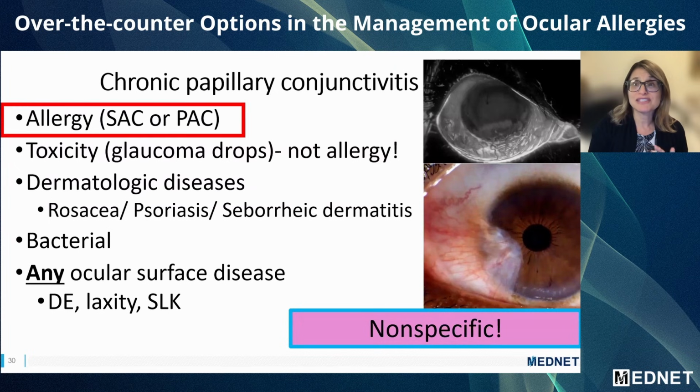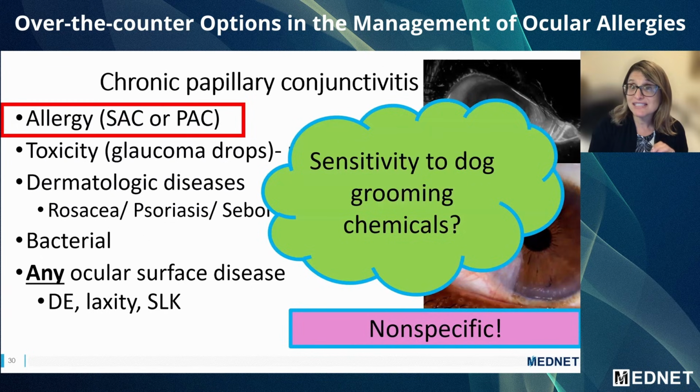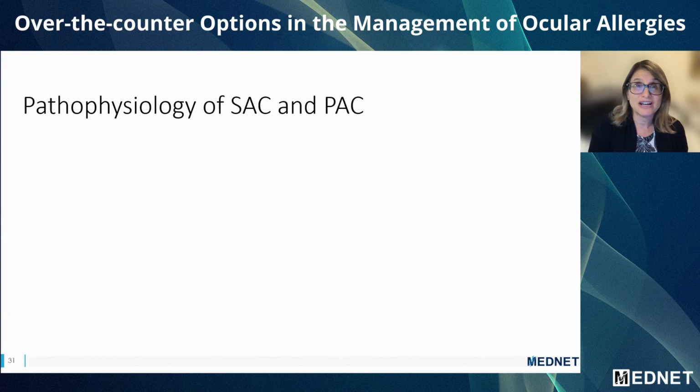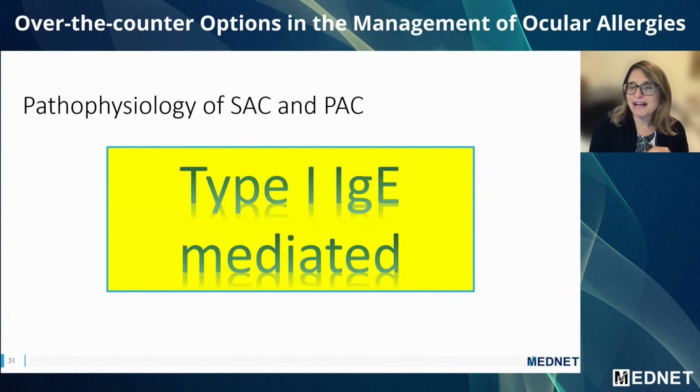But in her, because of her symptoms and her occupation, I'm worried about SAC or PAC. I'm specifically saying, could she be sensitive to the dog grooming chemicals? And maybe she's rubbing her eye after treating the dogs. And so when I think about a specific allergic conjunctivitis, the first thing is to try to understand what's causing it so I can figure out how to treat it.